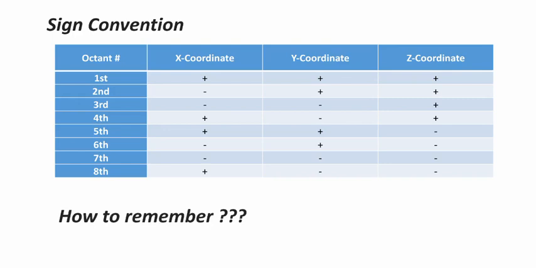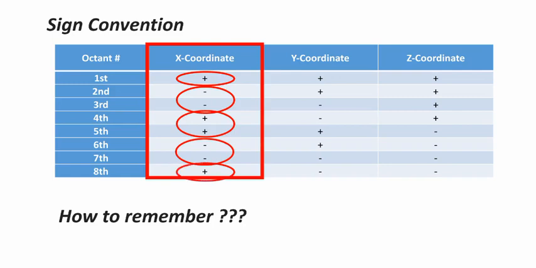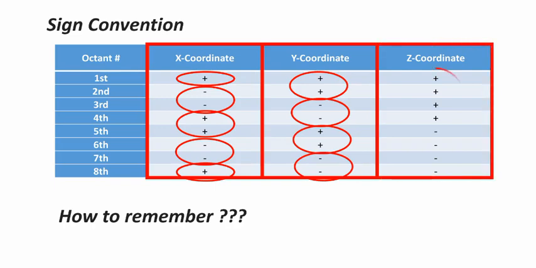How to remember? In the x coordinate column: 1 positive, 2 negative, 2 positive, 2 negative, 1 positive. In the y coordinate column: 2 positive, 2 negative, 2 positive, 2 negative. In the z coordinate column: 4 positive and 4 negative signs.